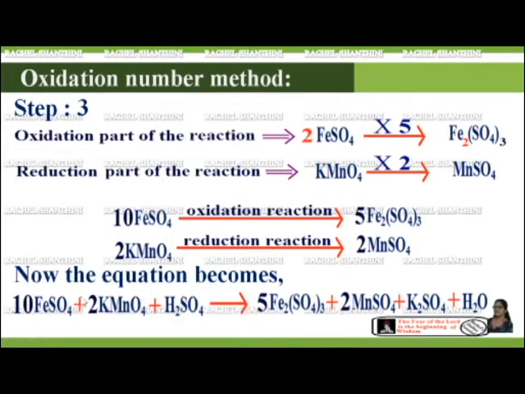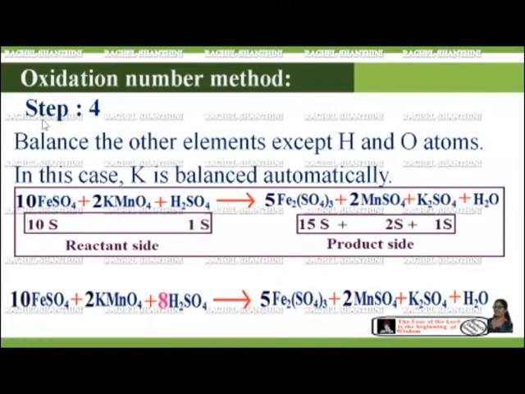So now the equation becomes 10 FeSO4 plus 2 KMnO4 plus H2SO4 gives 5 Fe2(SO4)3 plus 2 MnSO4 plus K2SO4 plus H2O. In step 4, let us balance the other elements except hydrogen and oxygen atoms. What are all the other elements present in this reaction? Sulfur and potassium. In this case, potassium is automatically balanced because you can see 2 potassium in the reactant side and 2 potassium in the product side.